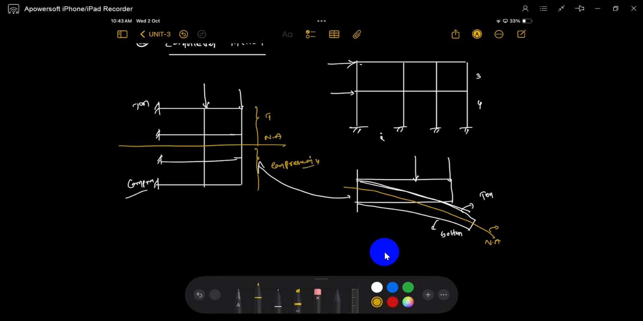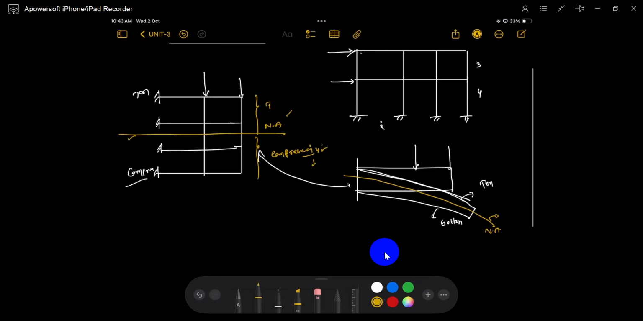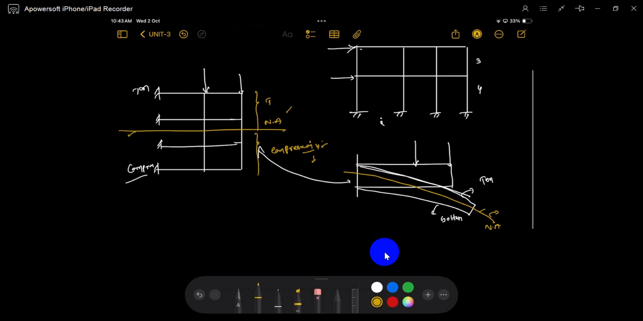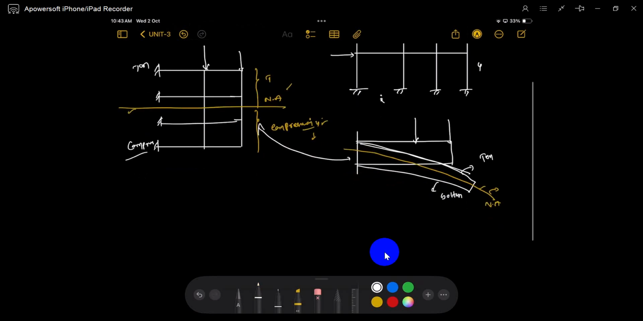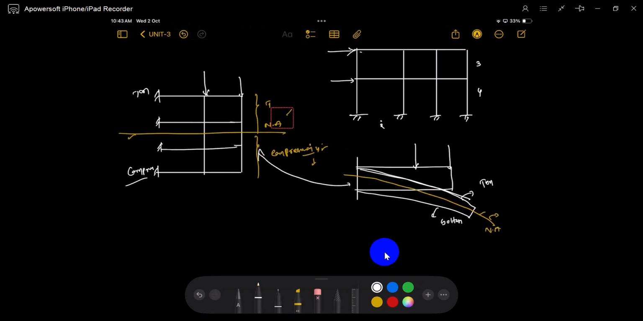Apart from this, in the portal frame method there is no clear indication regarding tension and compression. We just assume it, or rather we just feel it, that's it. Here, above the neutral axis is in tension and below the neutral axis is in compression. So where exactly is the neutral axis? That's the question. How can you find the neutral axis? Just like the center of gravity.